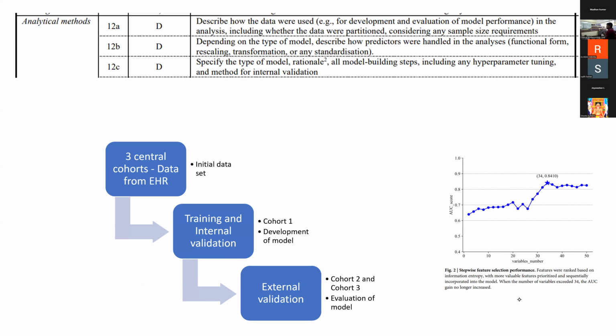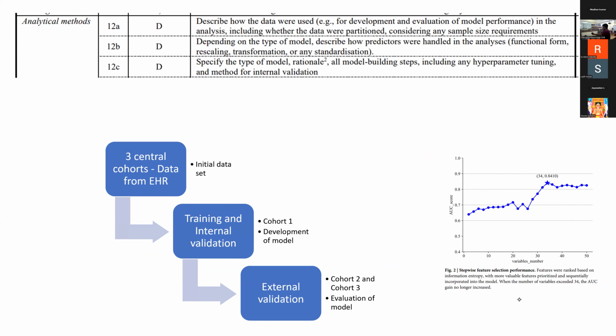Now, analytical method: describe how the data was used, whether they described the type of model and how predictors were handled, and whether they gave the rationale for model building and the model building steps. So like I mentioned, they had 3 cohorts from the electronic hospital records. The first cohort was used for developing the model, which included training of the model and internal validation. And they had 2 other cohorts for evaluating the model for external validation.